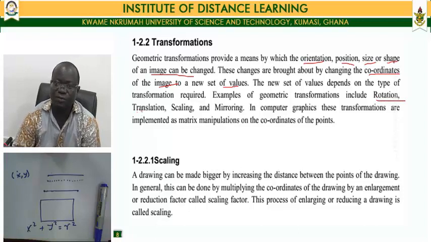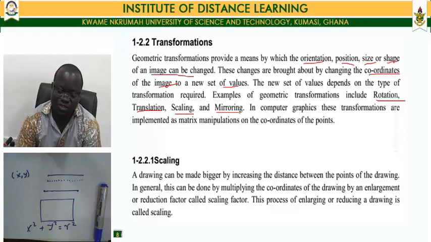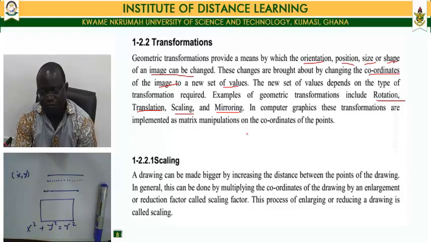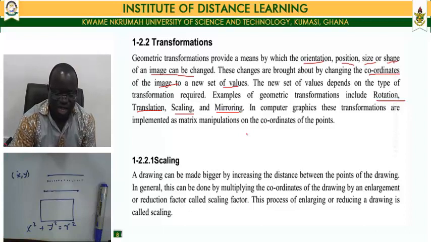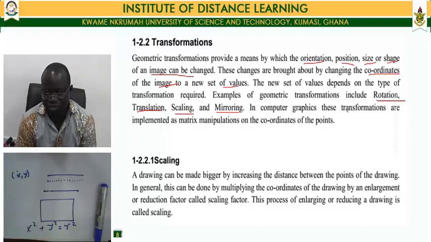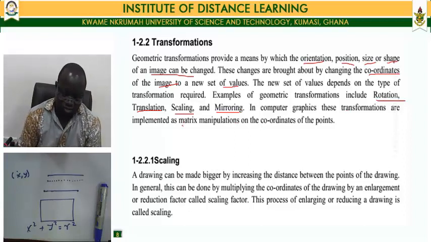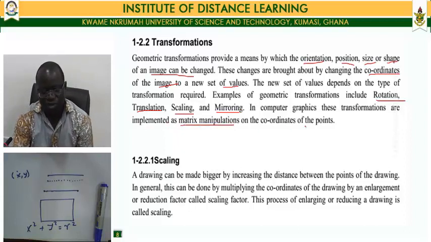So we're going to pick each of these examples and look at how the computer actually undergoes this transformation, or utilizes the numbers to perform these transformations that we see on the screen when we are dealing with solids. Now, in computer graphics, the transformations are implemented as matrix manipulations on the coordinates of the points. So we're going to understand the principle behind these transformations using computer graphics technology. First, we look at scaling.